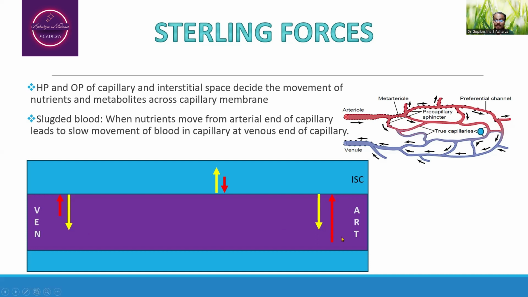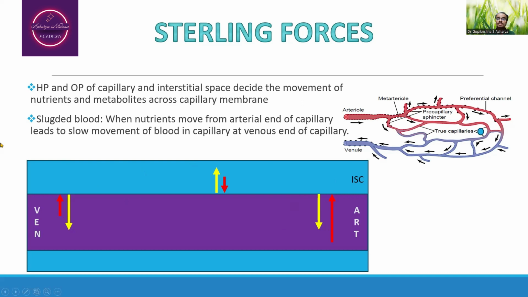These are the forces responsible for the movement of the nutrients, etc., from the capillary to the interstitial space at the arterial end, and at the venous end, they are responsible for the movement of metabolites, etc., from the interstitial spaces to the capillaries. This is what is considered to be the Starling forces.